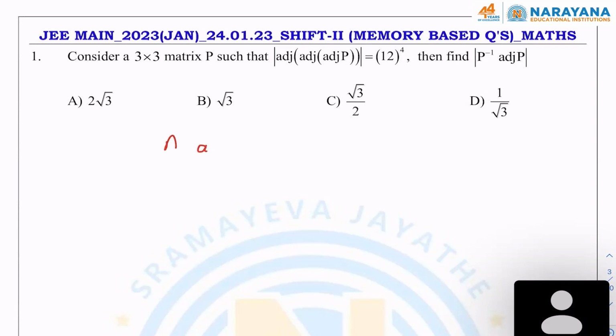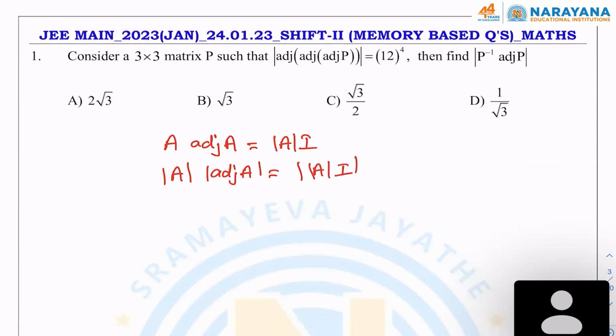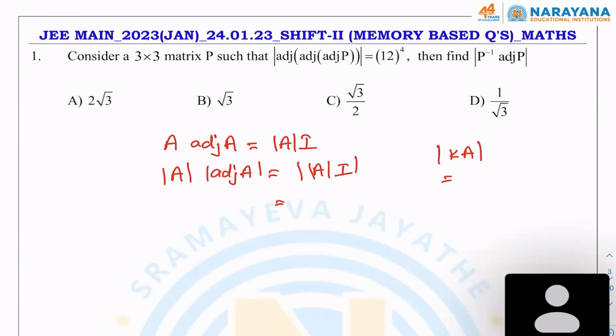A into adjoint A is equal to det A into I. Taking mod on both sides, here K is a scalar, then mod of KA is equal to K power n into det A. Here n is the order of the matrix. So here this is a 3 by 3 matrix, so the order is 3. So here you will get mod A cube into det A is 1. So mod of adjoint A is equal to mod A square.